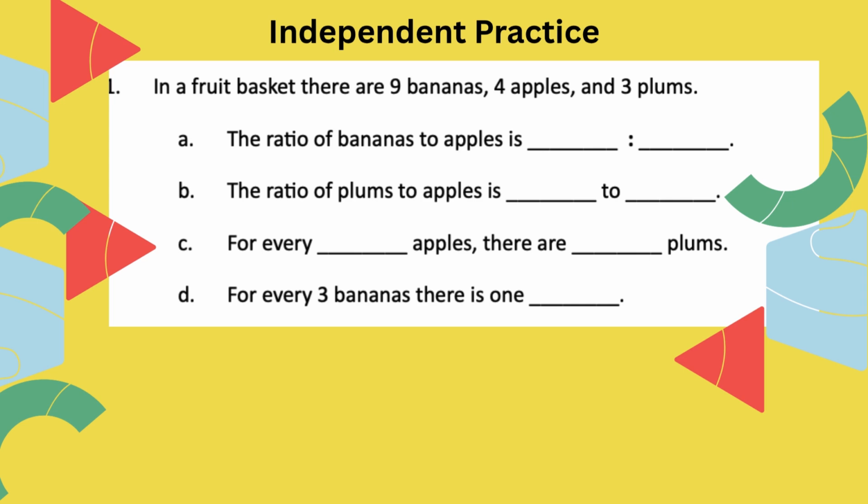All right, so here I have some independent activities for you to do. Take your time, pause, and answer the questions. Question number 1, in a fruit basket, there are 9 bananas, 4 apples, and 3 plums. A, the ratio of bananas to apples is blank to blank. B, the ratio of plums to apples is blank to blank. C, for every blank apples, there are blank plums. And D, for every 3 bananas, there is 1 blank. Okay, use the information given to solve.